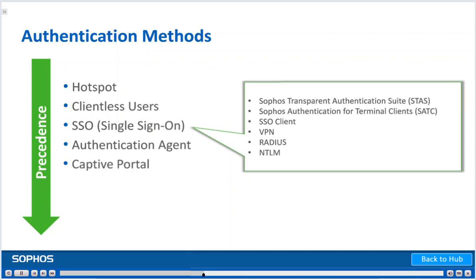The XG firewall has several methods for authenticating users for single sign-on. The Sophos Transparent Authentication Suite, or STAS, is installed on domain controllers and reports logon events to the XG firewall. Sophos Authentication for Terminal Client, or SATC, is installed on terminal servers and allows the XG firewall to identify users based on the source port of the traffic from the terminal server.